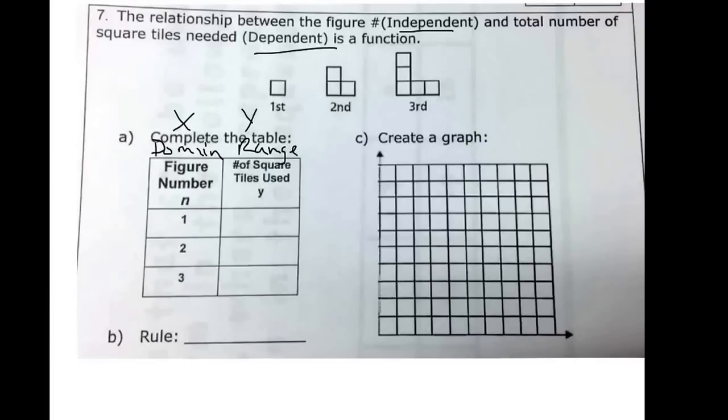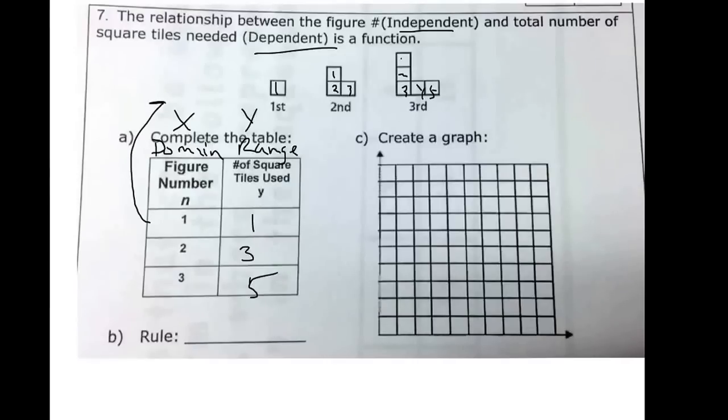Okay. So we're supposed to be figuring out how many square tiles are used. So there's 1 tile in this first picture. In the second picture, there's 1, 2, 3 tiles. And in the third picture, there's 1, 2, 3, 4, 5 tiles. Now we're going to work towards a rule.